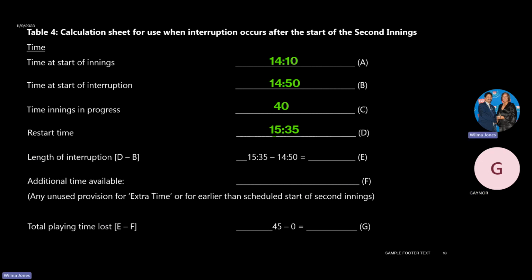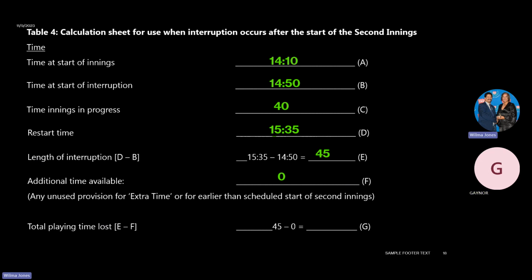Correct. So the length of the interruption, again, D minus B, D being the restart time, 15:35, minus the start of the interruption, which is 14:50. That gives us how many minutes for the length of the interruption? If I do the calculation, that would be 45 minutes. Correct. Is there additional time available in this scenario? No, there's no additional time available, because according to the playing conditions there's no additional time. Absolutely.